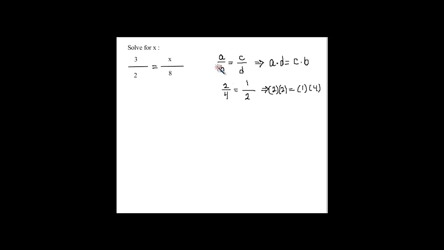So when we have a proportion and you cross multiply the numbers, their products would be exactly equal to each other. So in this case, I would have 3 times 8 is equal to 2 times x. So Richard, what would be a next step, do you think?